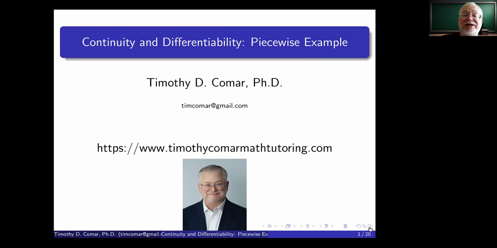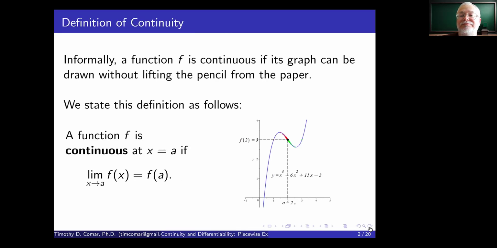The video is organized by first showing some background information and then getting on with the example. For those who just want to get to the example, please do feel free to skip ahead. So we'll quickly review a definition of continuity here.